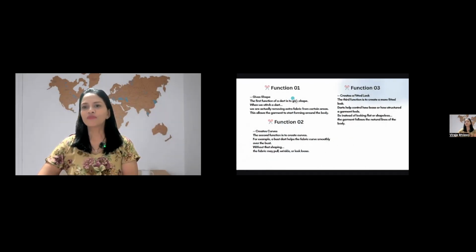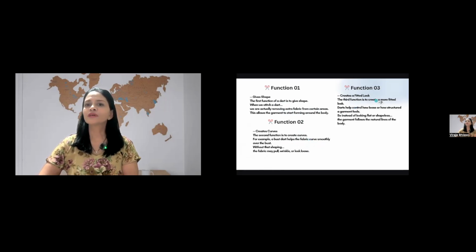The three functions of a dart. The first function of a dart is to give shape. When we stitch a dart, we are actually removing extra fabric from certain areas. This allows the garment to start forming around the body. Function number two is to create curves. For example, a bust dart helps the fabric curve smoothly over the bust. Without that shaping, the fabric may pull, wrinkle, or look loose.